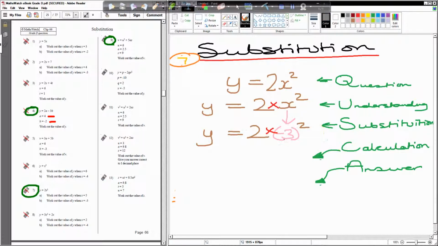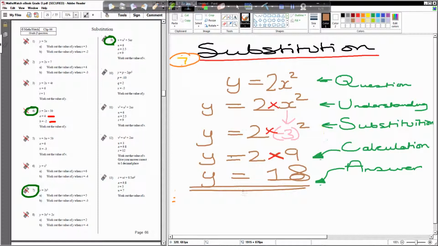So what is minus 3 squared? Minus 3 times by minus 3 will give us 9. So we now have 2 multiplied by 9. Any negative number squared always gives you a positive number. So minus 3 squared is 9. So it's 2 times by 9. Okay, there's our calculation part. So now we've got to go on to the final part, which is answer. So the final answer is 18.